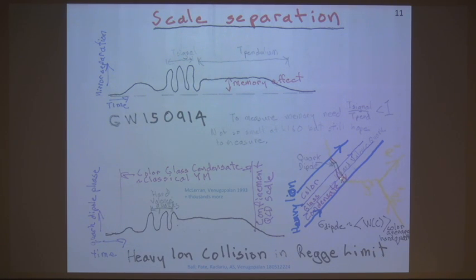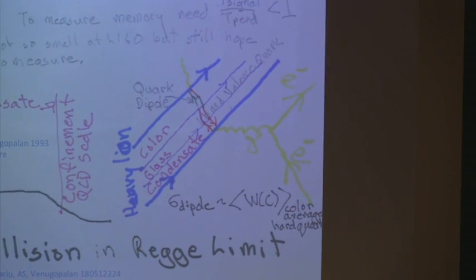When it enters the color glass condensate, which really means classical QCD. So the color glass condensate is arguably described by classical QCD with a classical Yang-Mills field, altered only by the fact that the coupling constant runs. You have valence quarks coming in here. In here you have classical QCD.